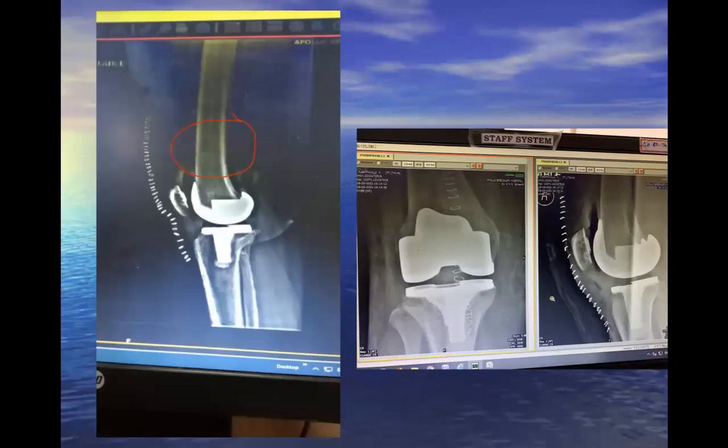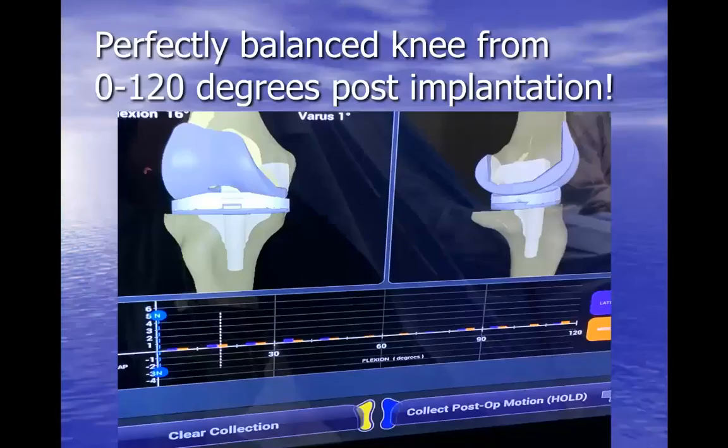And this was the immediate post-op X-ray. So I was not happy. I wanted a longer view, so I got this lateral repeated. And yes, despite this issue, she got a perfectly balanced knee from 0 to 120 degrees post-implantation. I can see the blue and the orange blocks there, just 1 millimeter gap from 0 to 120 throughout the range, a perfectly balanced knee and aligned as well with almost 1 degree variance.